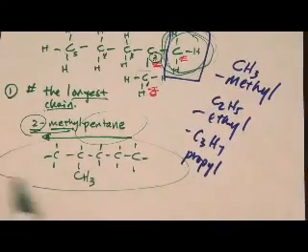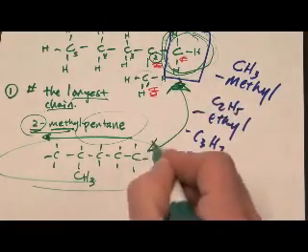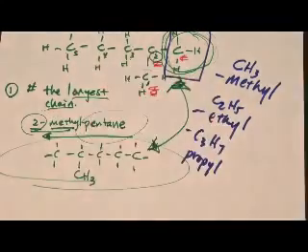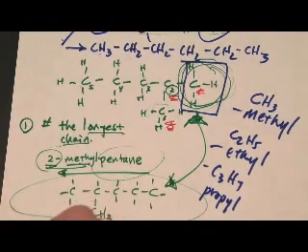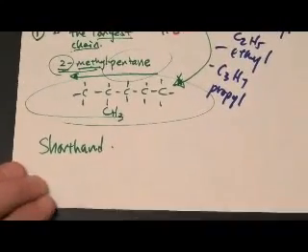Now, this one right here, even though I omitted the hydrogens, is exactly the same as this isomer here, except I just flipped it around. So let's name a few of these. But before we name a few of these, I want to show you a shorthand method for drawing chemical organic structures.